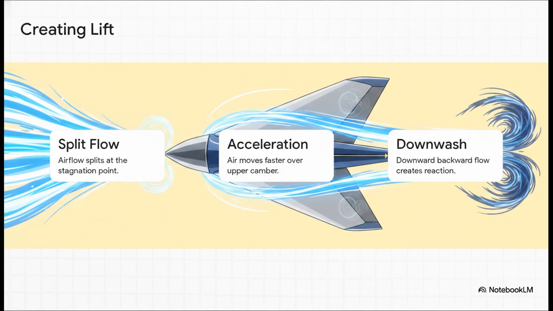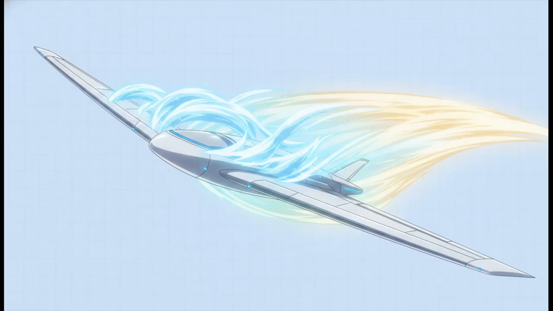Here we can clearly see the difference between our two main physical principles. Applying Bernoulli's principle of pressure, that increased airspeed we just saw across the top of the wing produces a significant drop in pressure. Meanwhile, we apply Newton's third law. Every action has an equal and opposite reaction to the trailing edge.